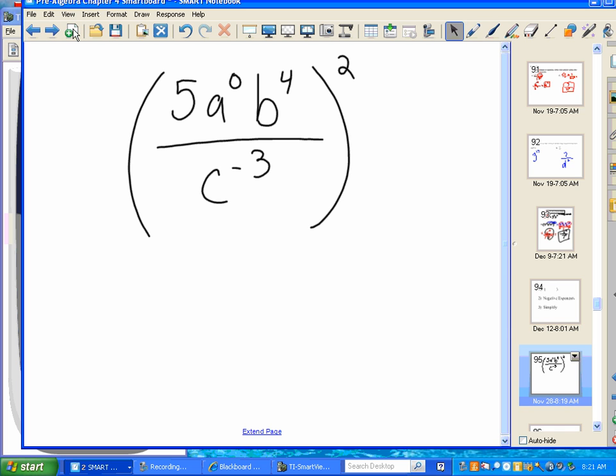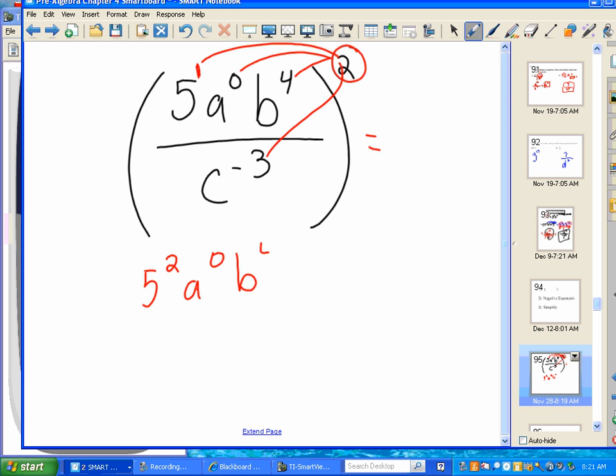Okay, so here's where I saw some mistakes. First of all, this 5, you need to put a 1 above it. So the very first thing you should do is put a 1 above the 5. This 2 gets distributed to every single exponent. Okay, so I tricked some of you by accident. Every single exponent. So your second step is 5 to the second, a to the 0, b to the 8th, over c to the negative 6th. That was step 1. Get rid of parentheses.